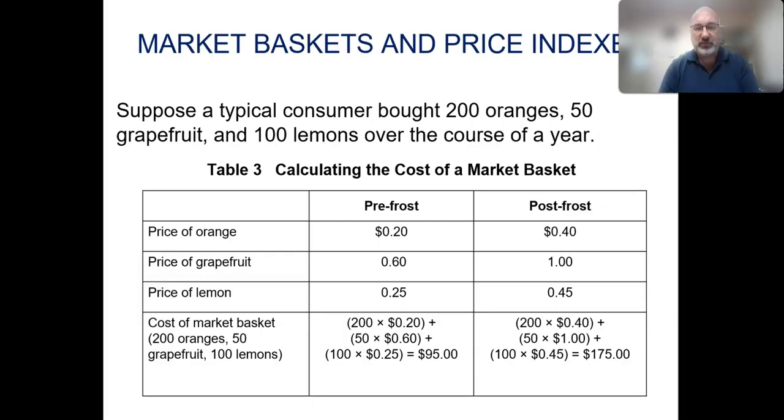Oranges were 20 cents before the frost, 40 cents after the frost. Grapefruits were 60 cents, then a dollar. Lemons were 25 cents, then 45 cents. So you would just take those. Before the frost, your basket was $95. After the frost, your basket was $175. So, if we had a frost, you'd have a problem. Your cost went up by like $80.